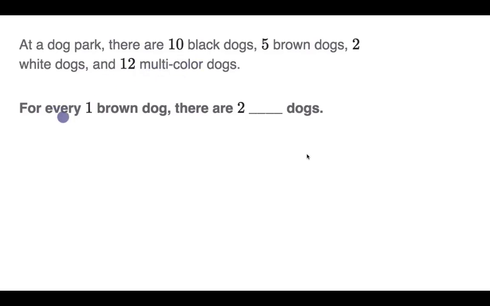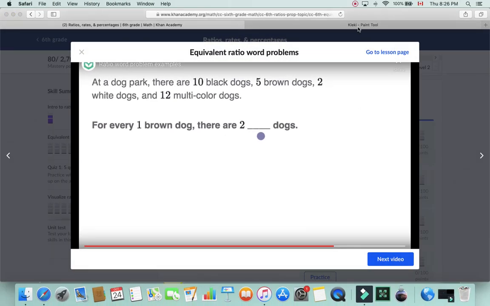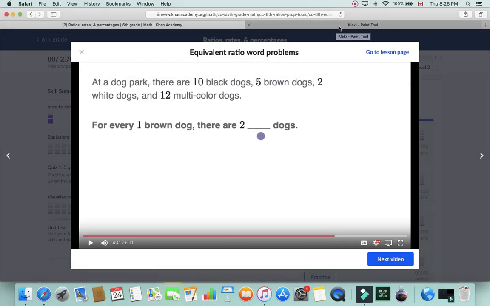Let's do one last example. At a dog park, there are 10 black dogs, 5 brown dogs, 2 white dogs, and 12 multicolored dogs. For every one brown dog, there are 2 blank dogs. Pause the video. 3, 2, 1.